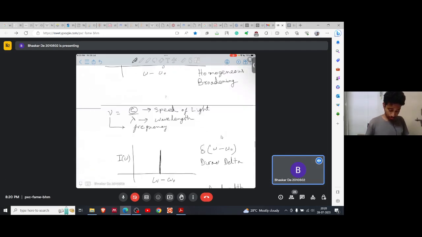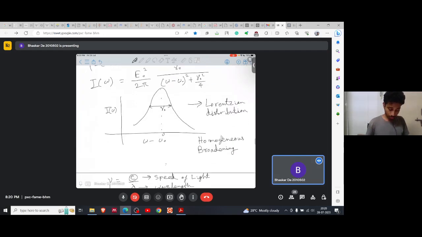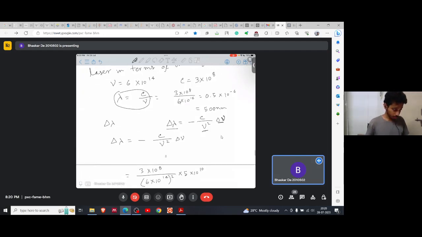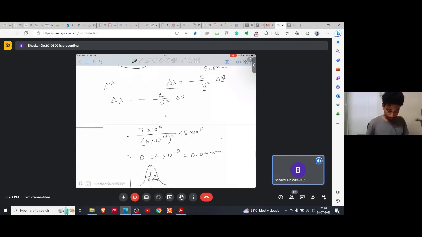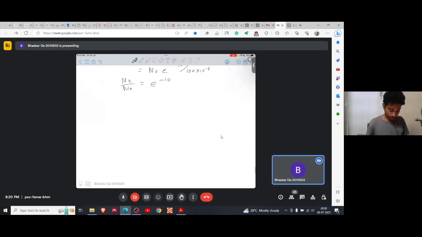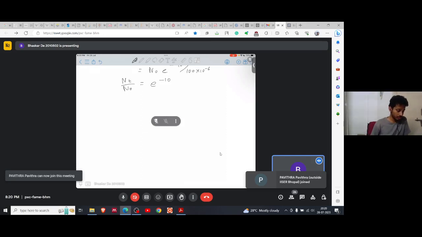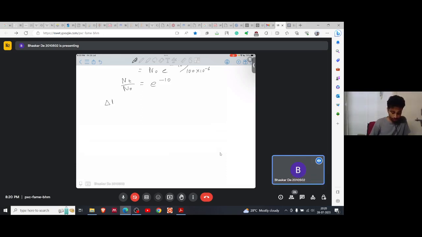Now here I have discussed the line width from the electromagnetic field, the electric field. Now again we can discuss it from the uncertainty principle. So the uncertainty principle basically gives us a limitation of how accurately we can measure two variables.